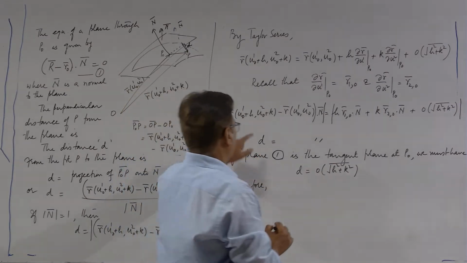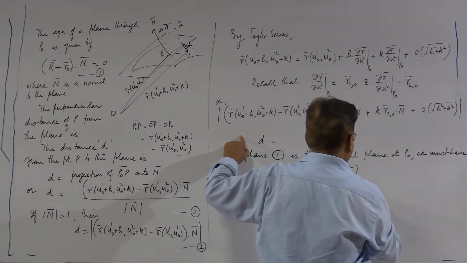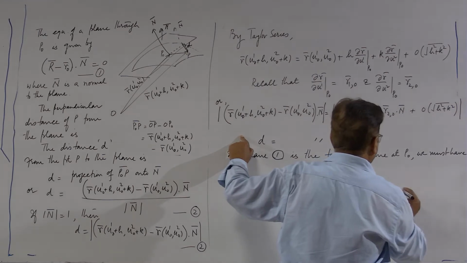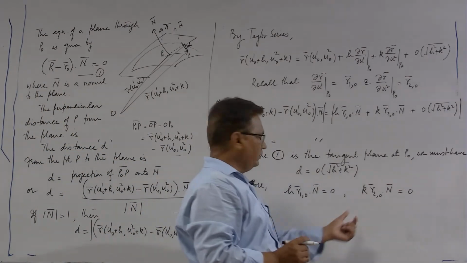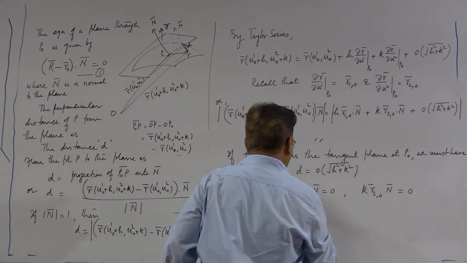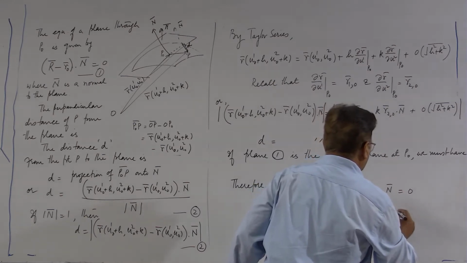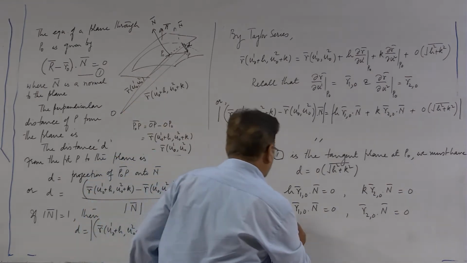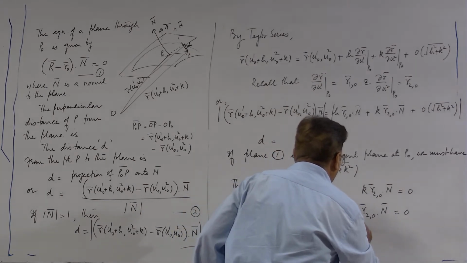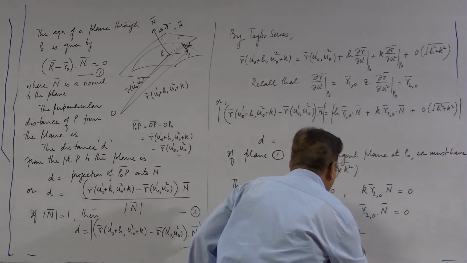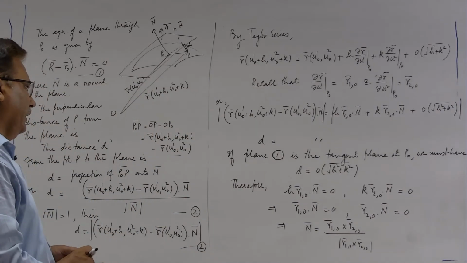for plane 1 to be a tangent plane, we must have h times r 1 0 dot n equal to 0 as well as k times r 2 0 dot n equal to 0. And h and k being not 0, the dot product r 1 dot n must be 0 and at the same time r 2 dot n equal to 0. And this tells you that n is equal to r 1 at 0 cross r 2 at 0, and since it is a unit vector, divided by modulus of r 1 0 cross r 2 0. So, we have determined the unit normal n of the tangent plane.